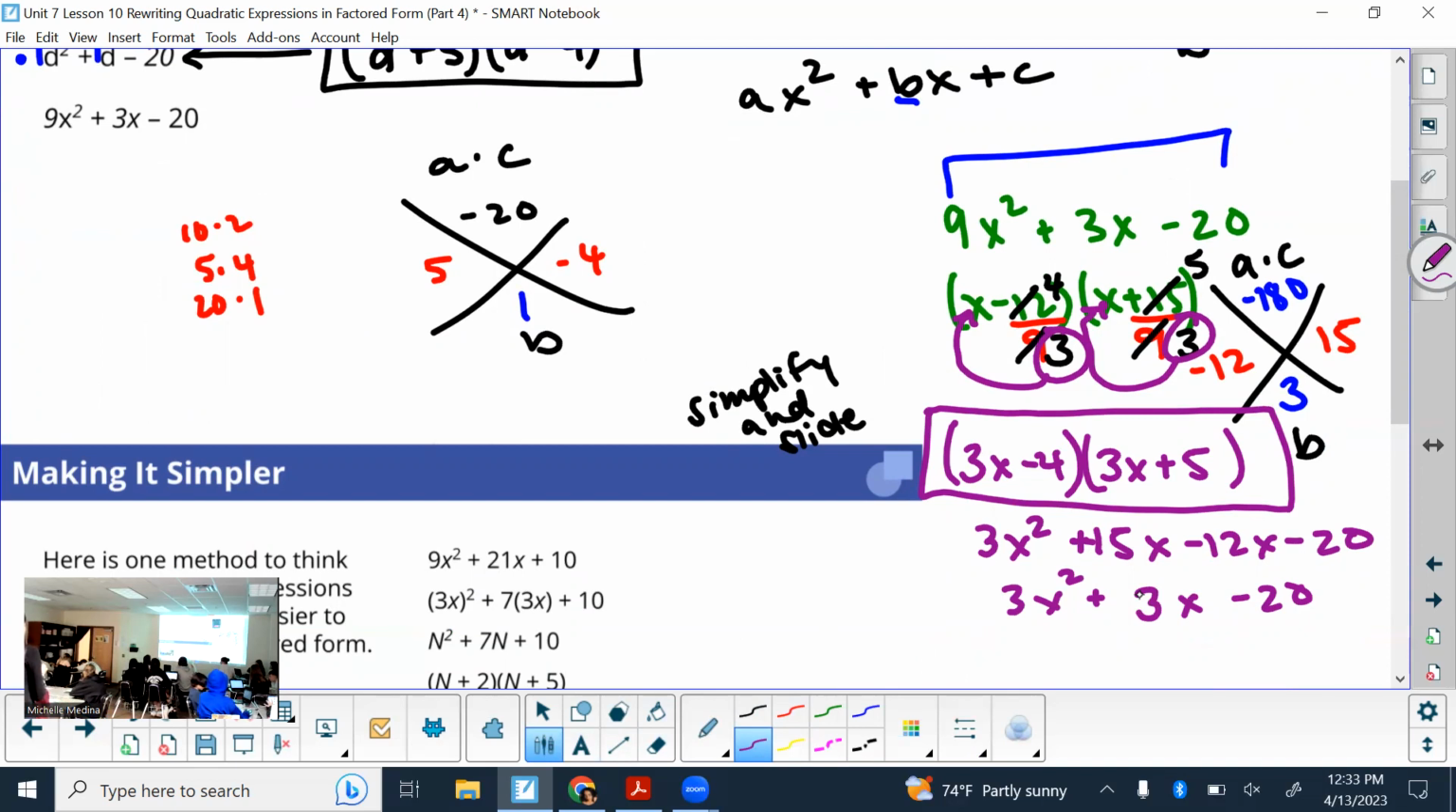Oh yeah, sorry. That is a good observation. 3x times 3x is 9x squared. My apologies. All right, any other questions?